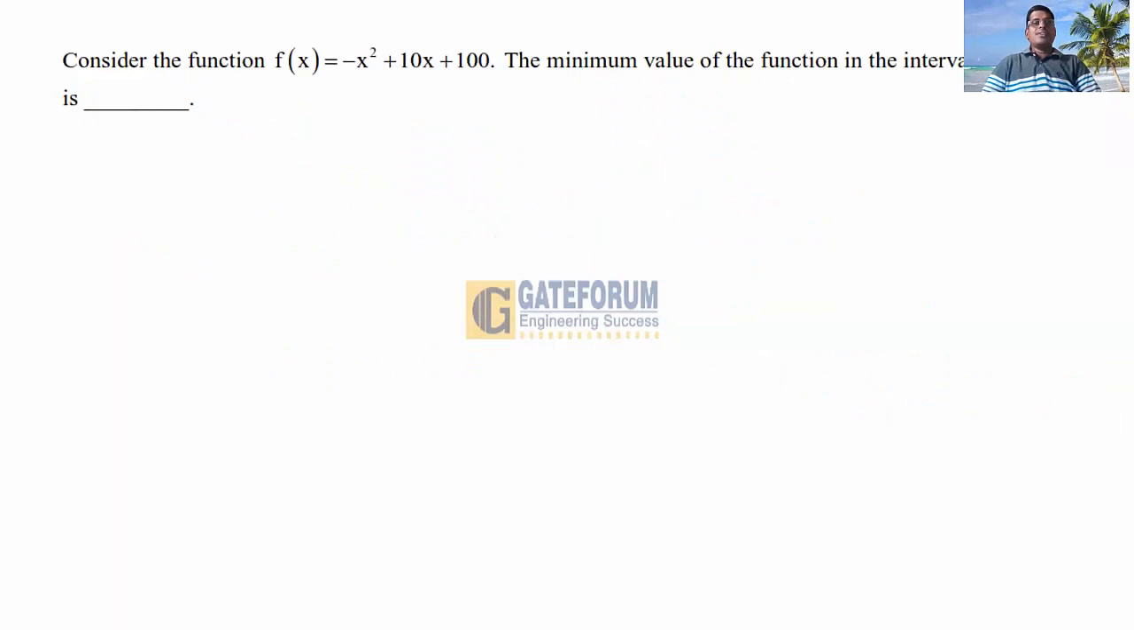The question is: consider the function f of x is equal to minus x square plus 10x plus 100. The minimum value of the function in the closed interval 5 comma 10 is. This question is from engineering mathematics, from the topic calculus, that is differential calculus. The topic is maxima and minima in a closed interval a, b, which is also called absolute or global maximum. But the question requires the minimum value.